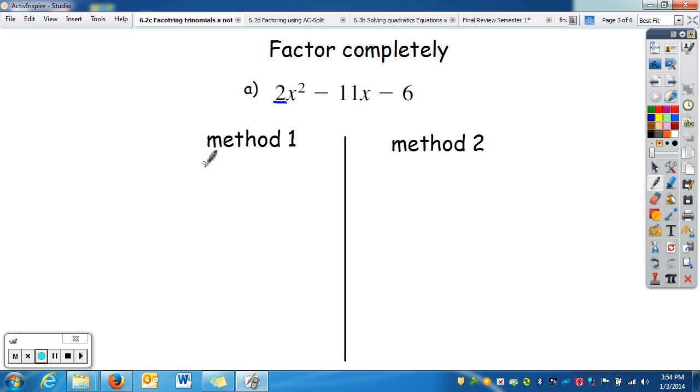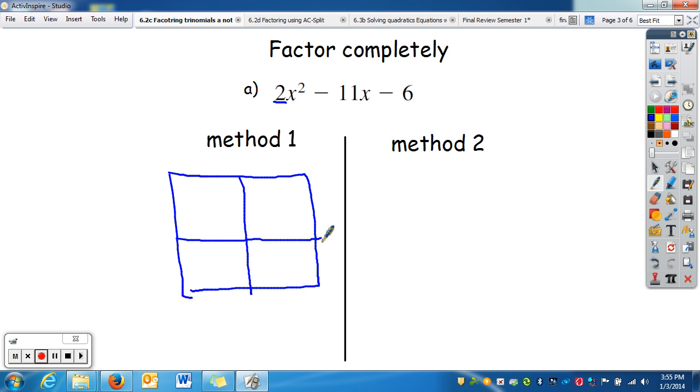So I'm going to start with the box. That's method 1. So remember from previous lessons that the x squared term goes in one corner, and then the constant term, which is -6, goes in the other. Alright, so then you have to think of what multiplied together to give us 2x squared. Well, that's x and x to get us x squared. And what makes 2? Well, the only combination we have is 2 and 1, or a single x. 2x and 1x give us 2x squared.